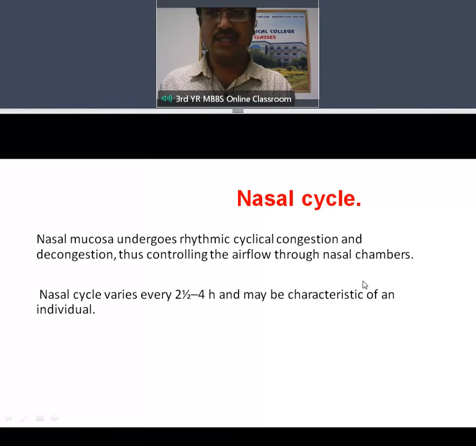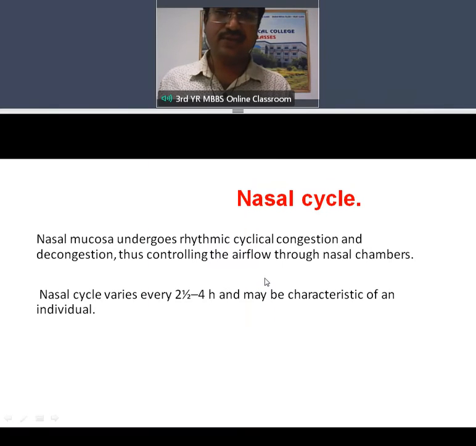Next coming to the nasal cycle. There is a cyclic congestion and decongestion. Congestion is nothing but filling of the venous sinusoids and blood capillaries within the nasal mucosa. So there is a rhythmic cyclical congestion and decongestion of the nasal mucosa, so that it will control the airflow through both the nasal chambers. That is called the nasal cycle. Everyone will have this nasal cycle.